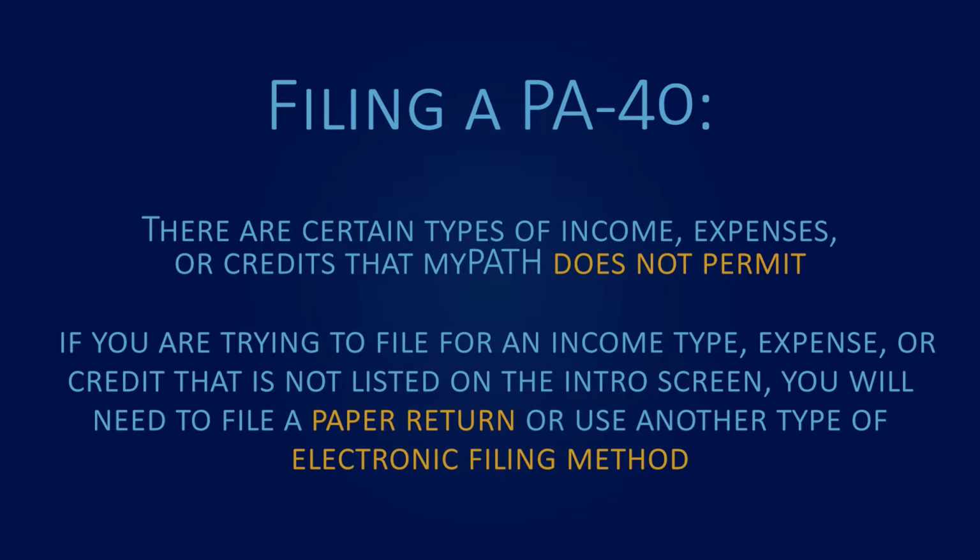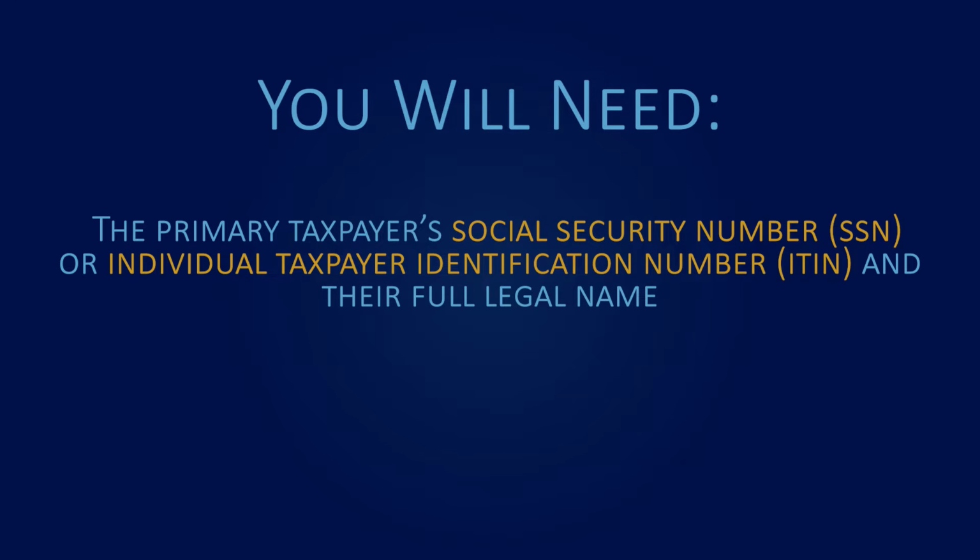If you are trying to file for an income type, expense, or credit that is not listed on the introduction screen, you will need to file a paper return or use another type of electronic filing method. To file a PA-40 via myPATH, you will need the primary taxpayer Social Security number or individual taxpayer identification number and their full legal name.